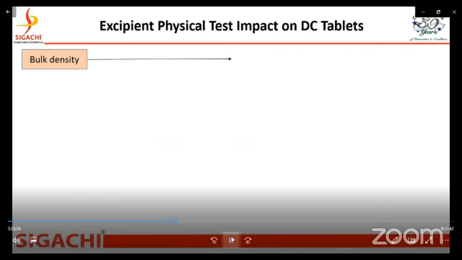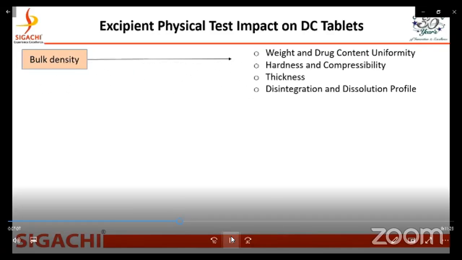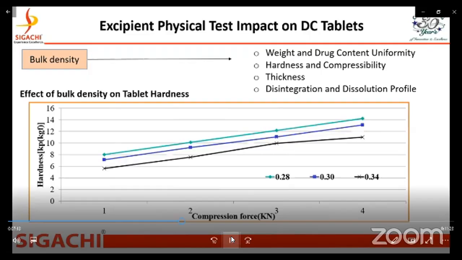Bulk density. Bulk density affects the weight and content of drug uniformity and hardness and compressibility. Thickness and also affect the disintegration and dissolution profile of tablets. Graph indicates that hardness is changed with bulk density.